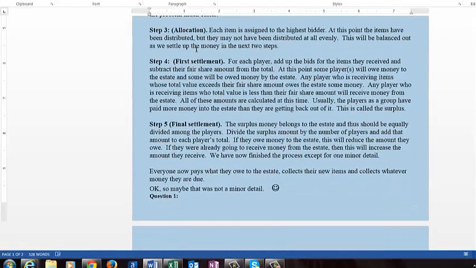Step 3, allocation. Each item is assigned to the highest bidder. At this point, the items have been distributed, but they may not have been distributed at all evenly. This will balance out as we settle up the money in the next two steps.